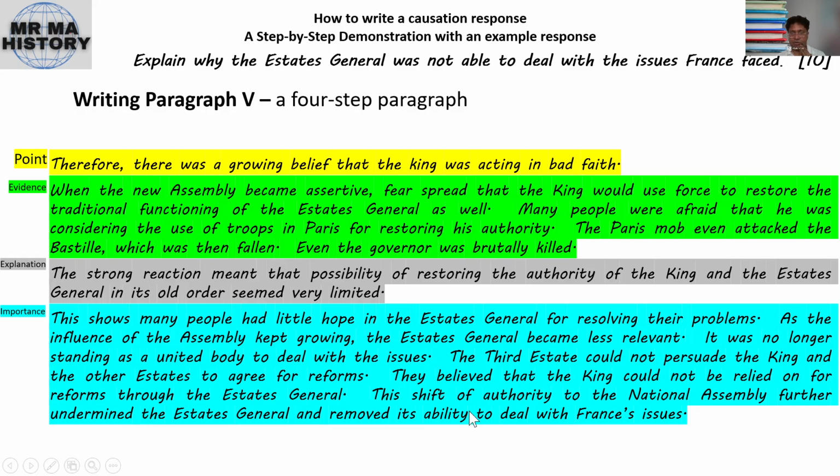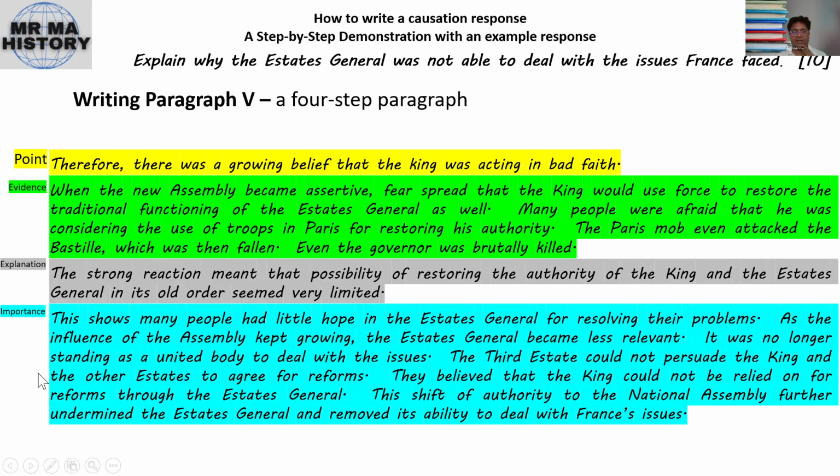So this is the importance, and it is written in such a way that it is addressing the question. It is showing why the Estates General was no longer a competent or effective body to deal with the issues. So it was showing basically the ineffectiveness of the Estates General. That shows the importance, and that is addressing the question.